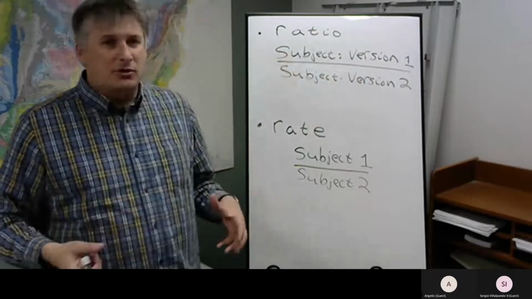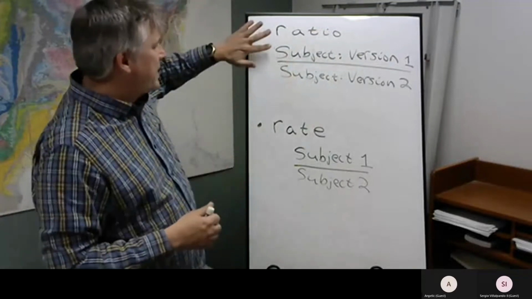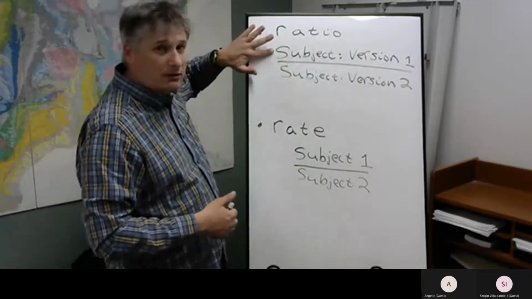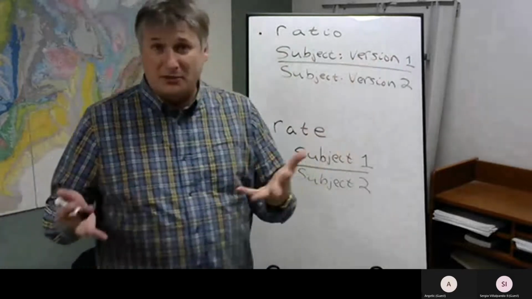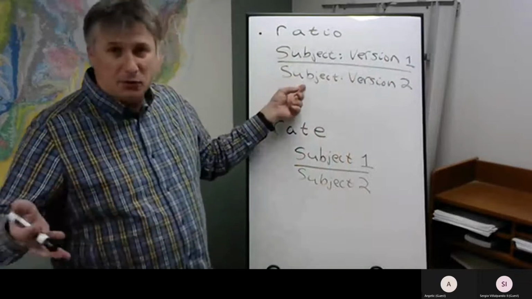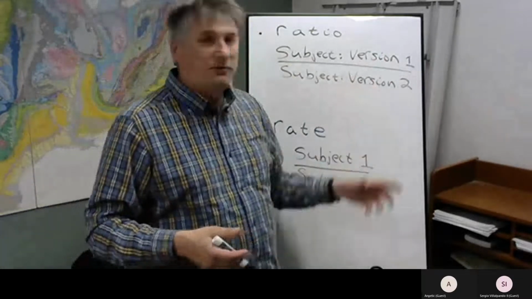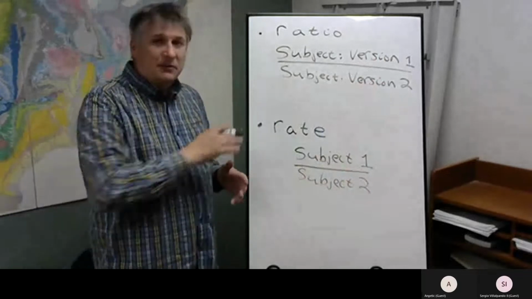A good example of ratios is games. Let's say you're playing basketball games. You have the comparison of the number of games won. So the subject is games, and the version would be wins. And then the subject is still games, but now we're looking at the version of games lost. So that's the idea of a ratio. We're going to revisit this later.